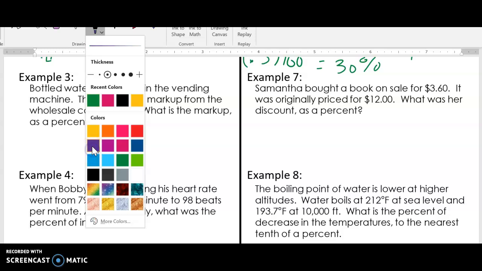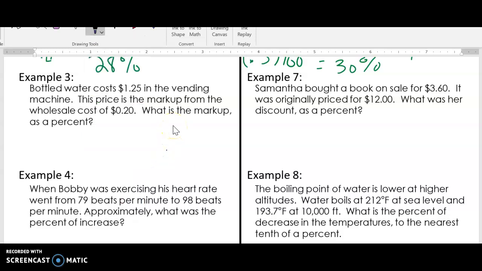All right, here we go. Let's try purple. Bottled water costs $1.25 in the vending machine. This price is the markup from the wholesale cost of 20 cents. What is the markup as a percent? Man, you make bunches on water. Ever go to a stadium and buy water? Yeah, you're paying lots of money for the same bottle of water.